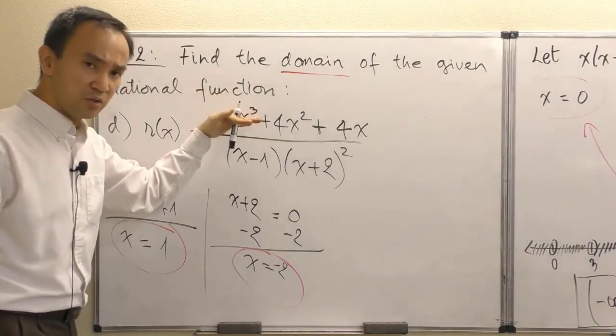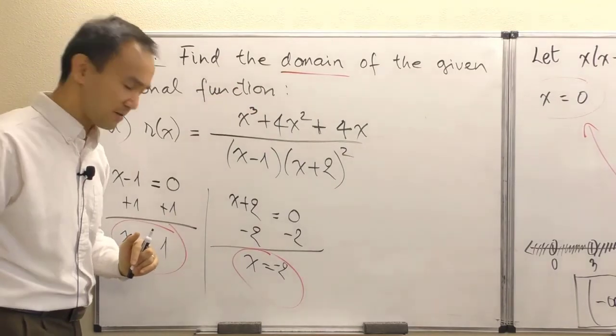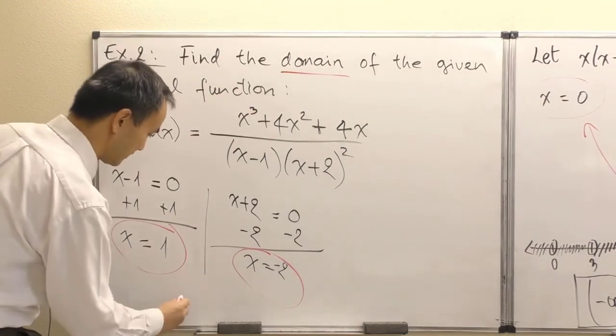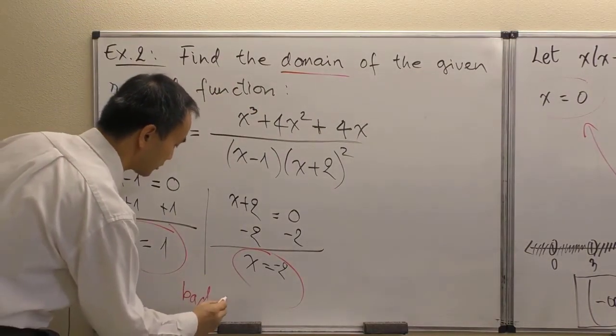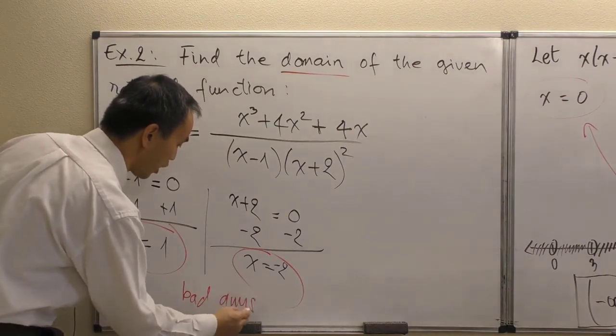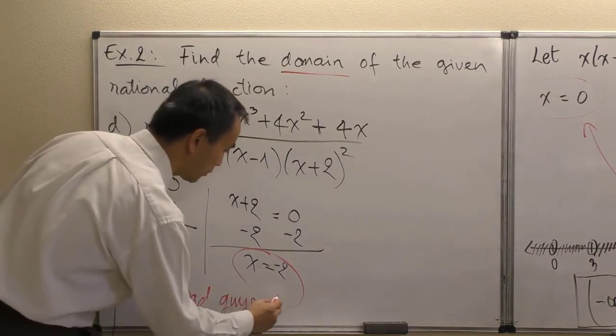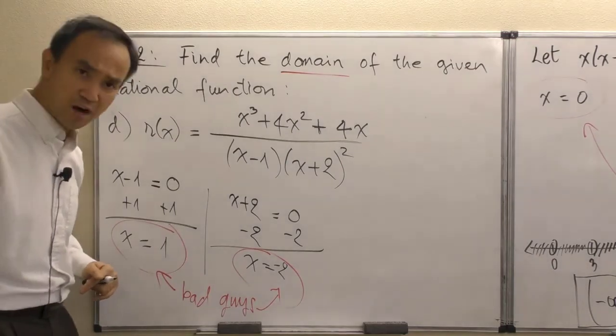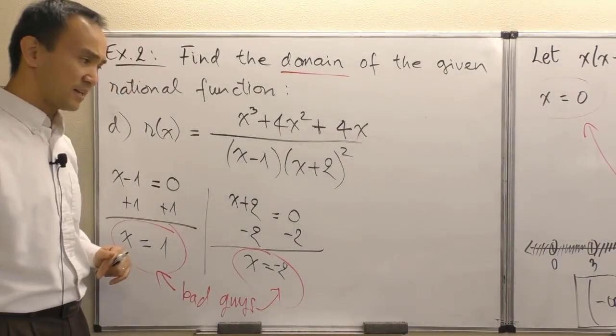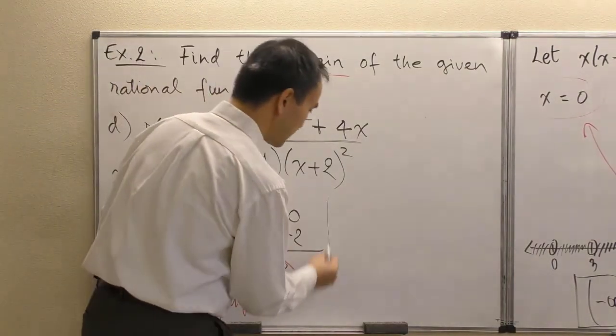Nothing was done with the numerator at all. Okay. And then, if we want to keep calling it that way, these are the bad guys in the sense that they will cause our denominator to equal 0. And that's why we want to take them out. We want to exclude them. Okay, so now I'm going to quickly sketch the line of numbers.